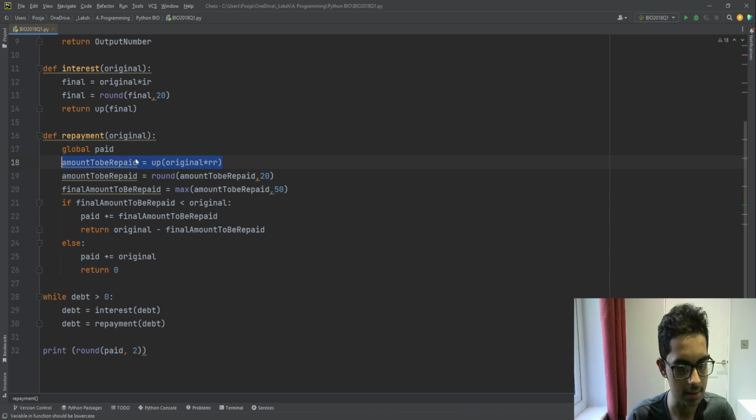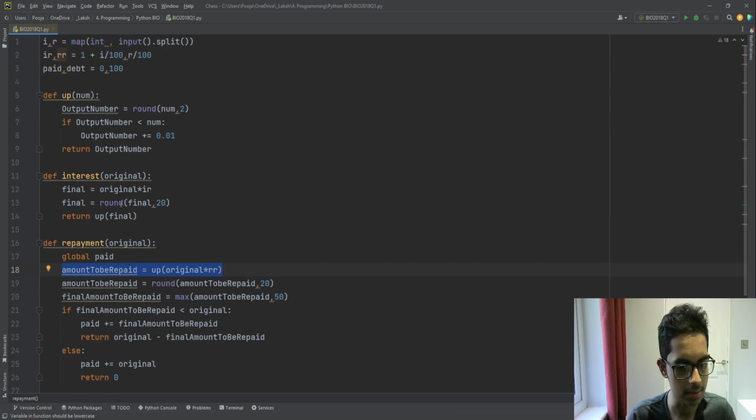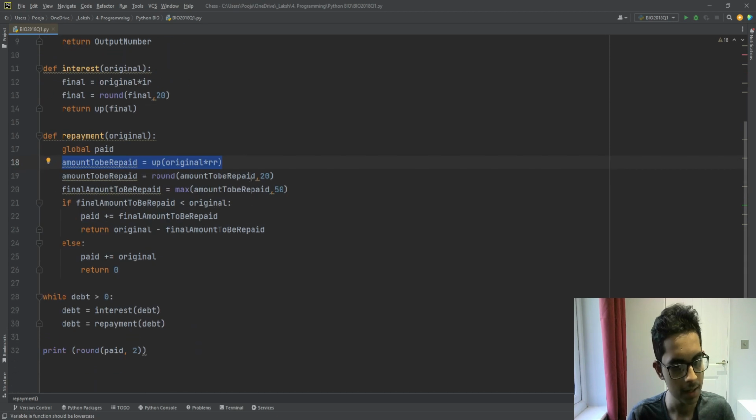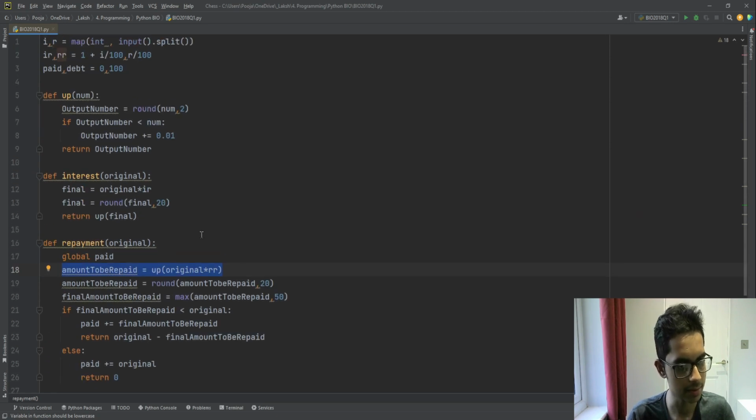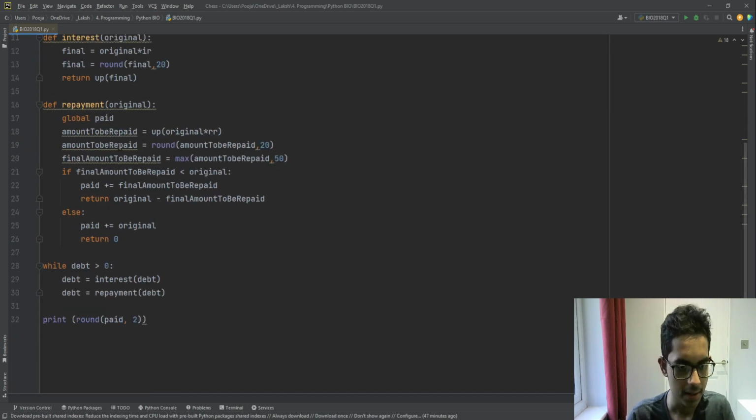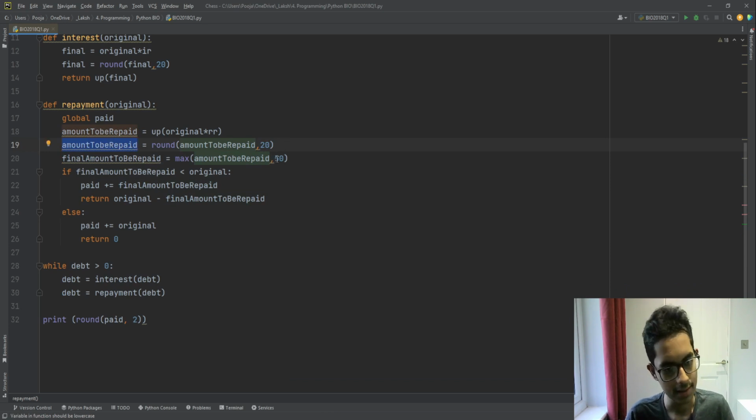And this will basically be the amount. It will initially take the rounded up version of the original interest rate multiplied by the return rate, okay? Since that's the amount which gets repaid, and the return rate will be some sort of decimal, like over here, maybe 0.3, let's say pay 30% each month. And now we'll round this to 20 decimal places as well. And then the final amount to be repaid will be the max of the amount to be repaid here, which is rounded to 20 decimal places, and 50.